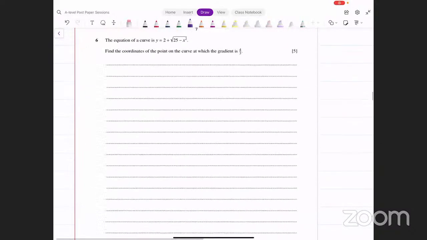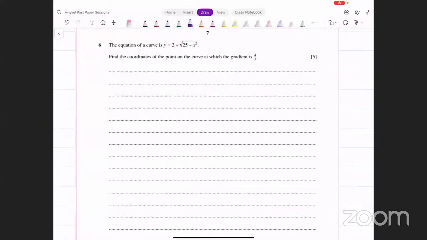Anyway, let's move on. Now it says the equation of a curve is given by this. Find the coordinates of the point on the curve at which the gradient is 4/3. What is the gradient of a curve? It's dy by dx, right? The derivative of that. So what do you do? Find the derivative and equate it to 4/3. That's all you've got to do there.